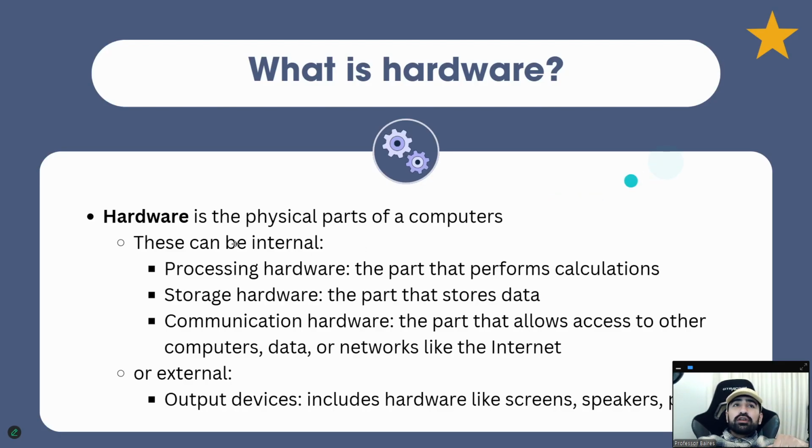All right, so what is hardware? Hardware is the physical parts of a computer. These can be internal, could be processing hardware, the part that performs calculations. It could be storage hardware, the part that actually stores data. That could be system data, things that make your computer run, or your personal files like photos, videos, audio. There's communication hardware, the hardware that allows you to connect to your Wi-Fi router at your home or at school. And then, of course, there are also other input-output devices, such as screens, speakers, and so forth.